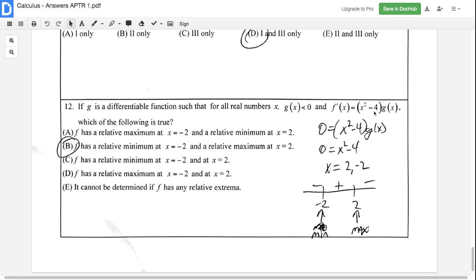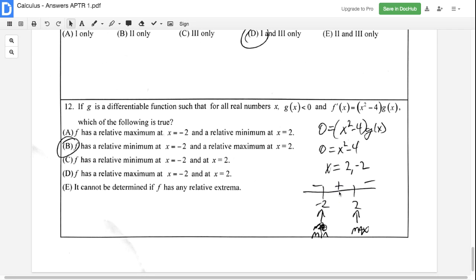So here's my derivative. I set each piece. I don't really need to set g of x equal to 0 because it says g of x is always negative, which therefore means it can't be 0. So x squared minus 4, I solve that, I get 2 and negative 2. I plug that on my sign line.